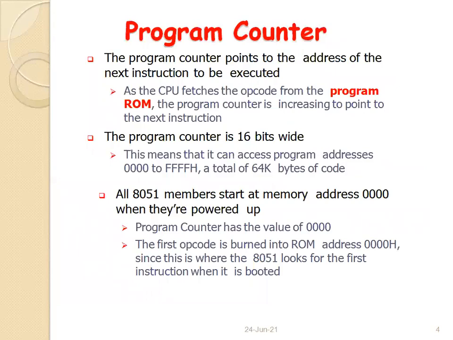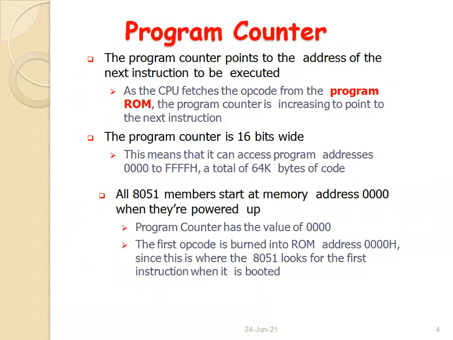So what is this program counter? We know that the program counter points to the address of the next instruction that is to be executed, and the CPU fetches the opcode from the program ROM. Actually, we are the programmers. We are writing the program inside the ROM. So the program counter increases to point to the next instruction. Whatever kind of ROM we are using, either UV-EPROM or EEPROM or flash type of ROM, we are writing the program inside the ROM, so that the program will be permanently stored for a definite period of time until and unless I erase it.